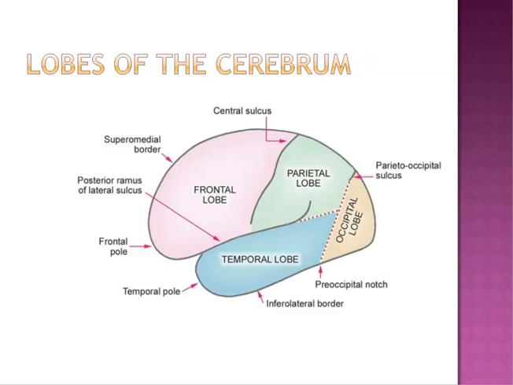These are the locations of the lobes of the cerebrum. You could see the picture. It is frontal lobe, parietal lobe, temporal lobe and occipital lobe. Exactly how are we going to locate each of the lobes? We are going to draw two imaginary lines.